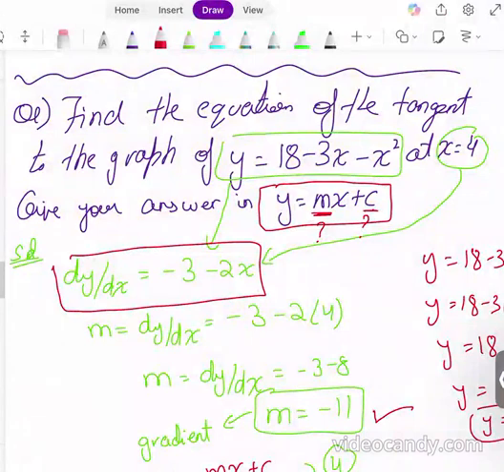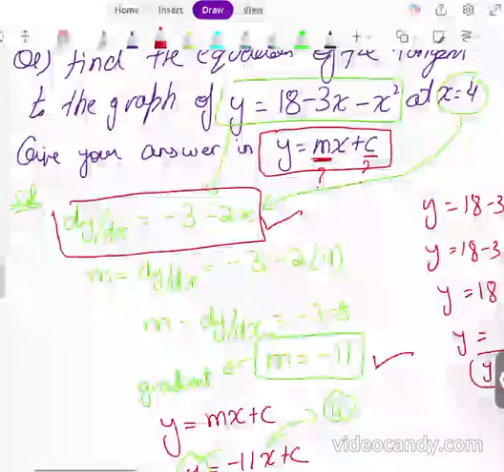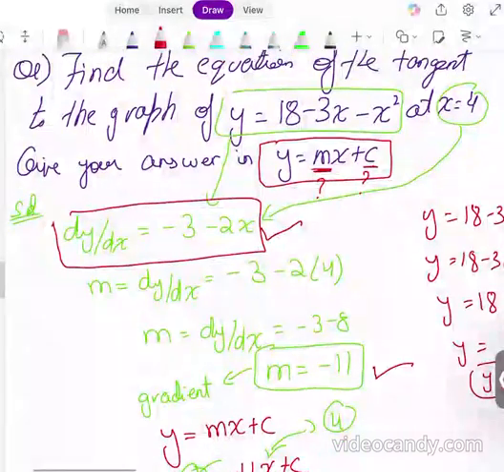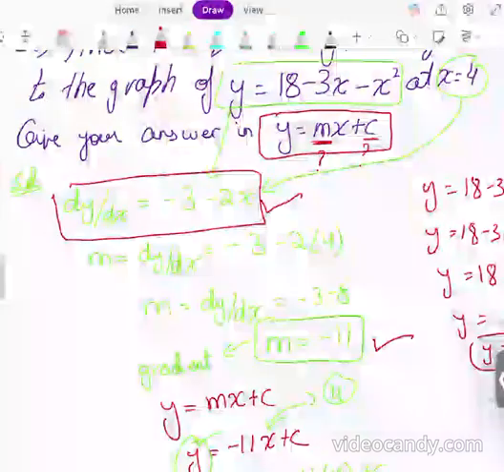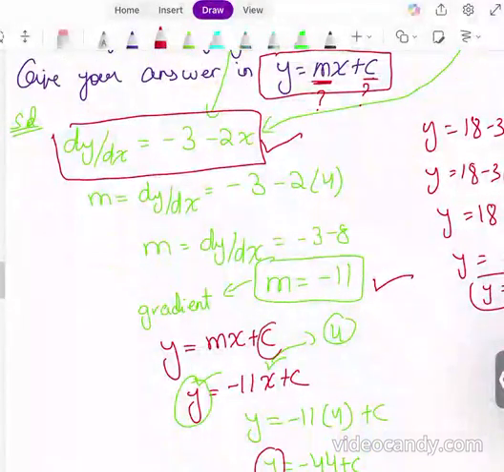Okay. So Maya, the first step is we have to find dy upon dx. Then we find the gradient. How do we find the gradient? We just put the value of x in the equation. So we find the gradient, that is minus 11. Now the next step is to find out the constant value. Constant value is basically c. We know the value of m, that is minus 11. We know the value of x, that is 4. That is already given in the question.